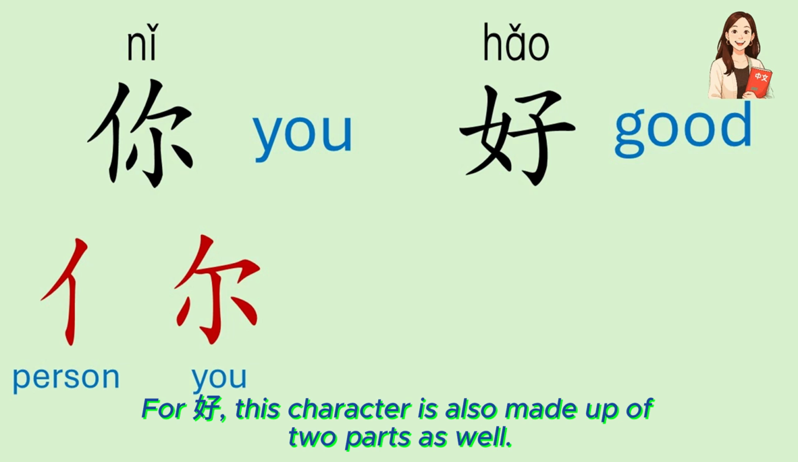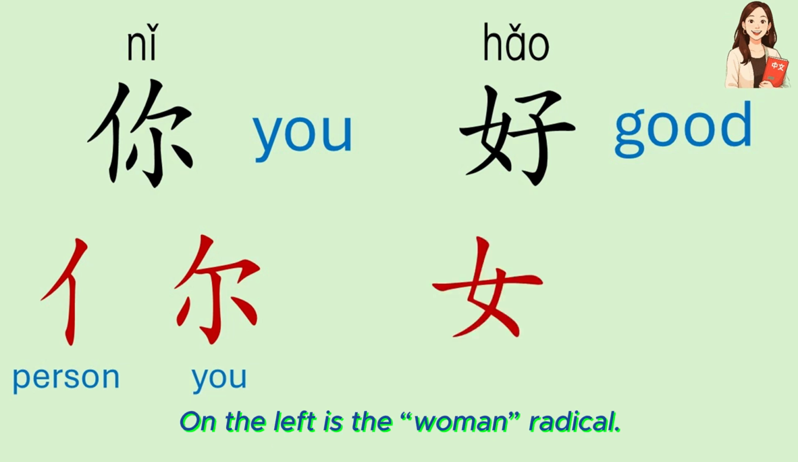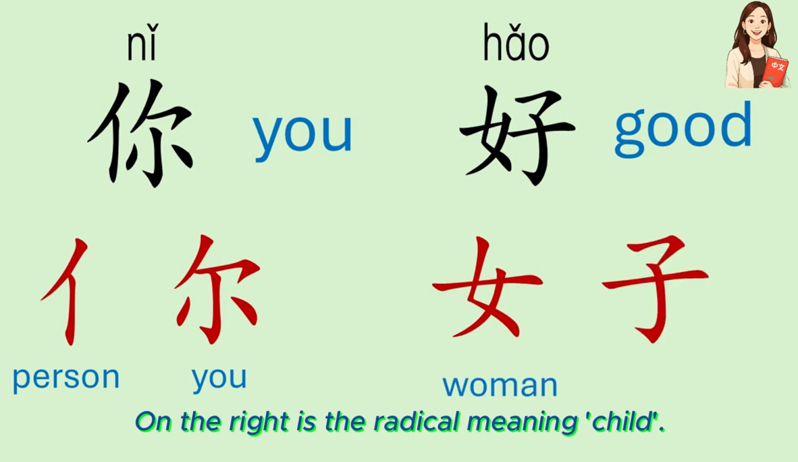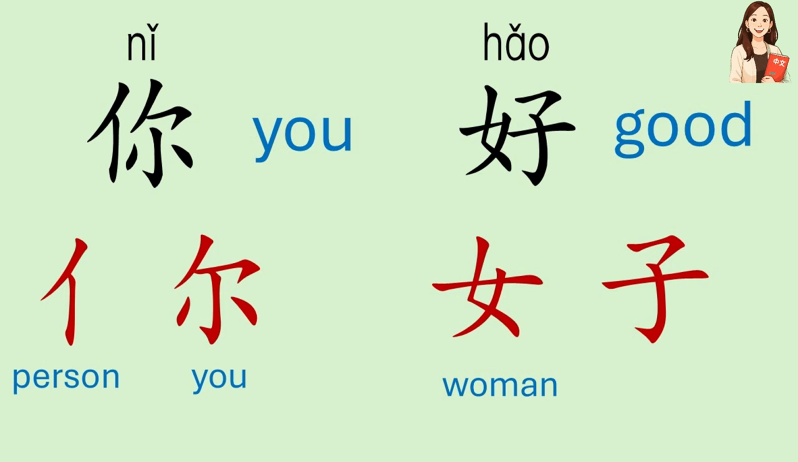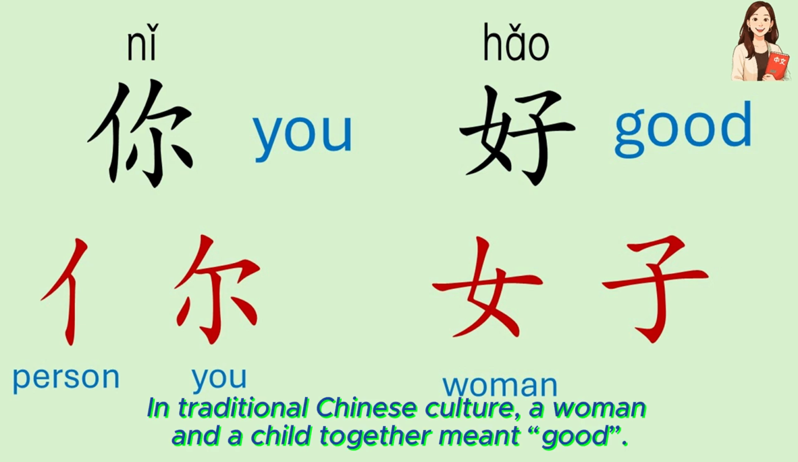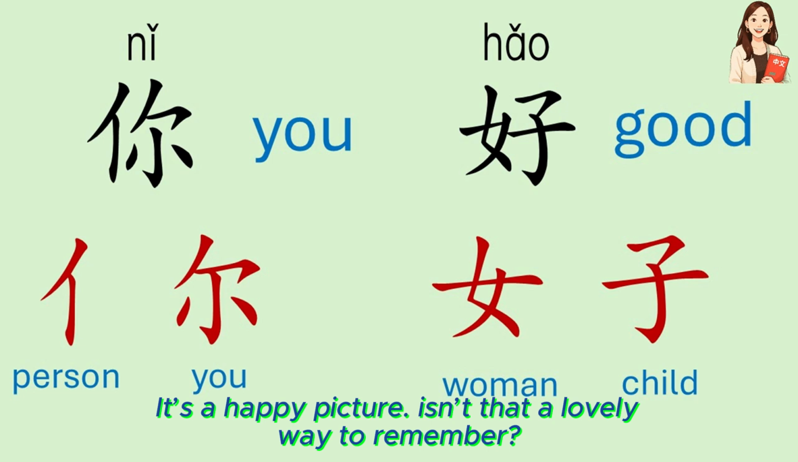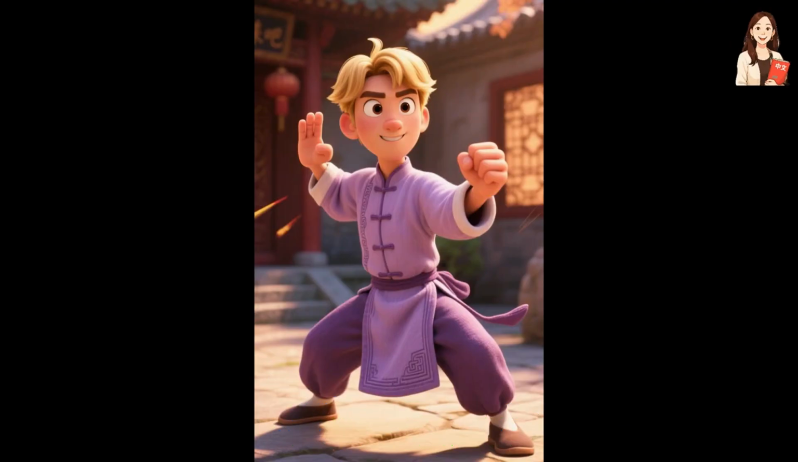For 好, this character, it's also made of two parts as well. On the left is a woman radical, and on the right is a radical meaning child. In traditional Chinese culture, a woman and a child together meant good. It's a happy picture. Isn't that a lovely way to remember?